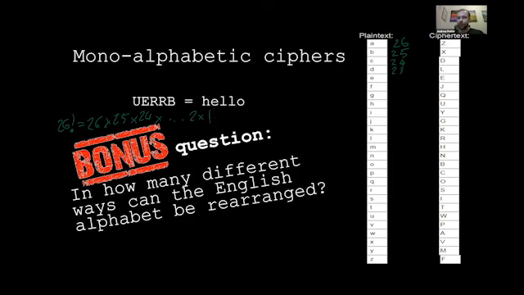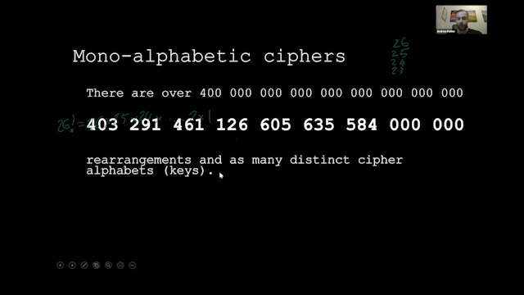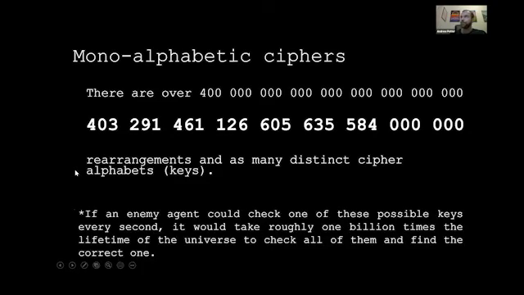And that huge number, if you work that out, you get this massive number here as well. Quite mind-blowing. But the key here is that if you were to try to crack a code that had been encoded as one of these 400 septillion different ones, and you could check them at a fairly fast rate of 1 per second, it would still take you roughly 1 billion times the lifetime of the universe to check all of them and find the right one.